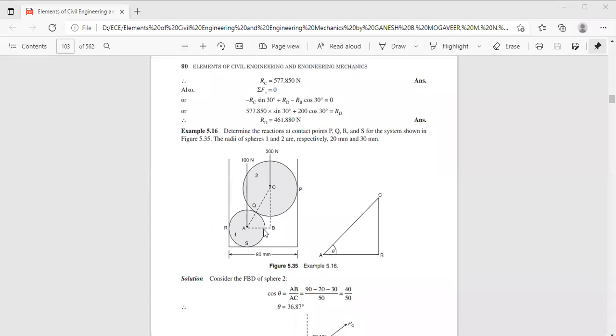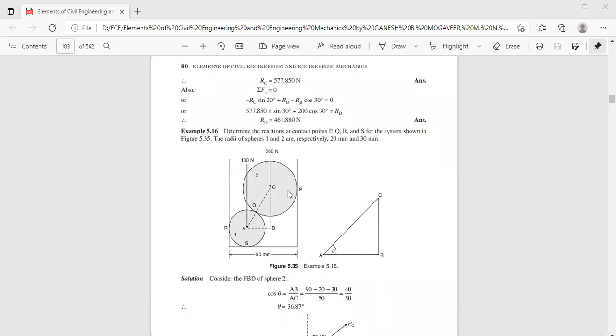If you consider sphere 1, you have reactions RR and RS acting in the upward direction, and the weight of the sphere acting in the downward direction, that is 100 Newton. And you have a reaction from sphere 2 to sphere 1, which you can call RQ. This angle you have found, 36.87. Now here we have three unknowns: RR, RS, and RQ, and the weight of the sphere acting vertically downwards.